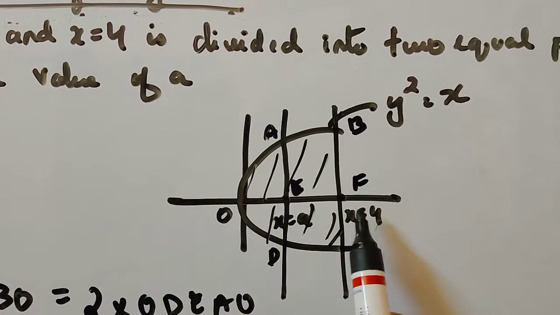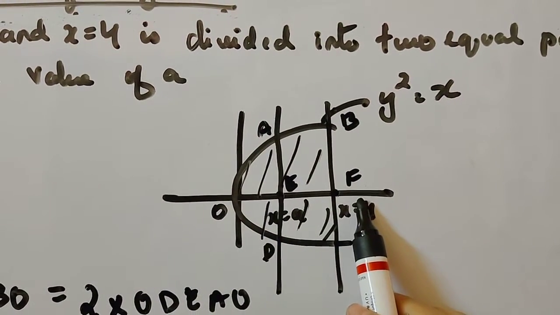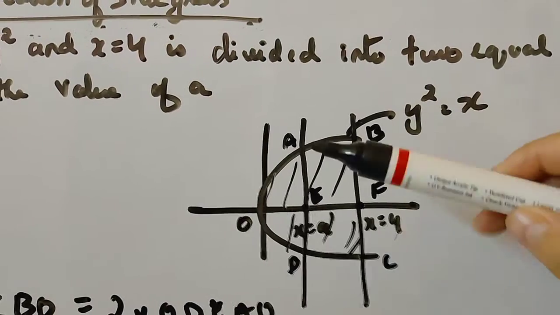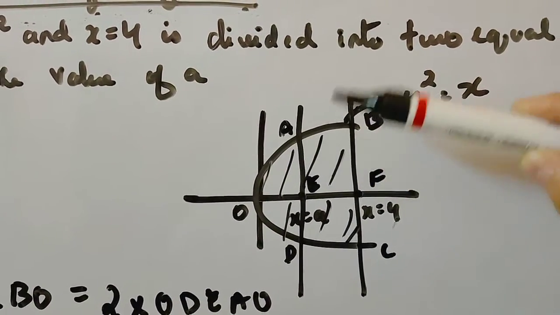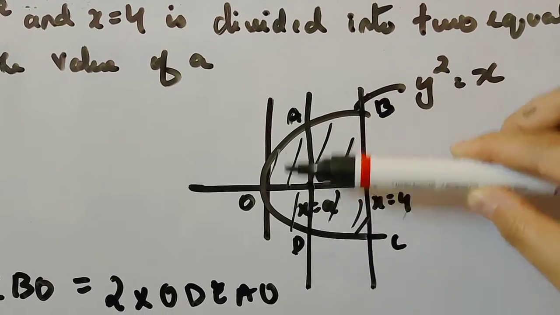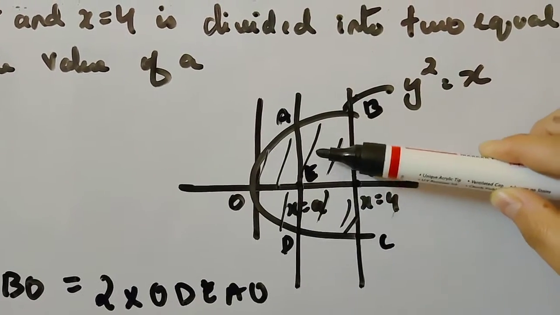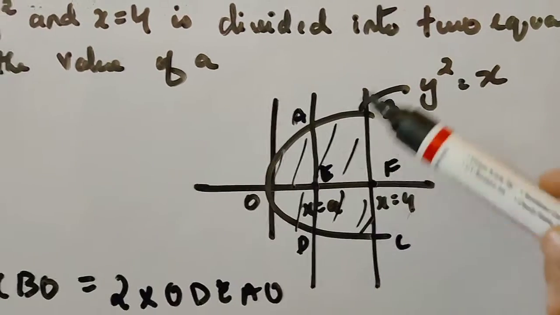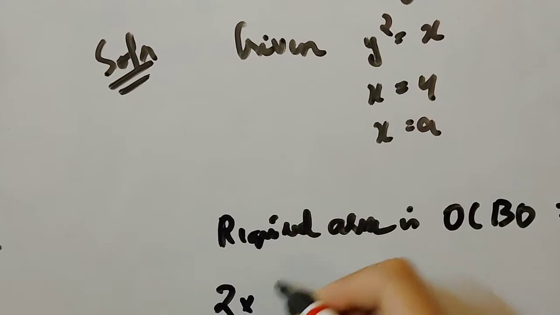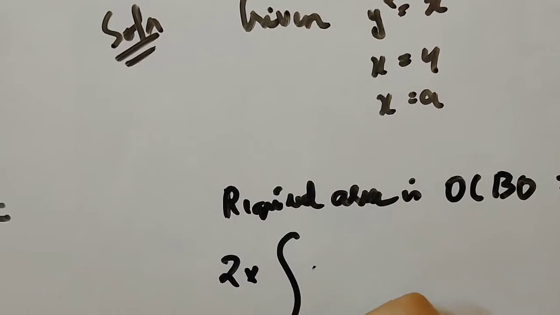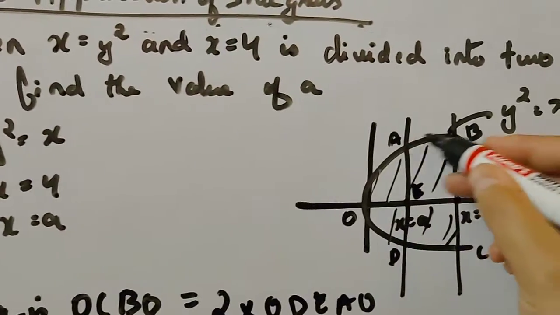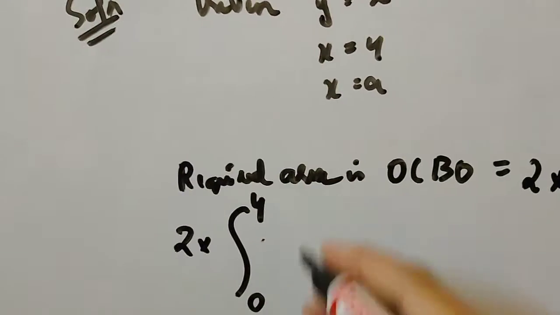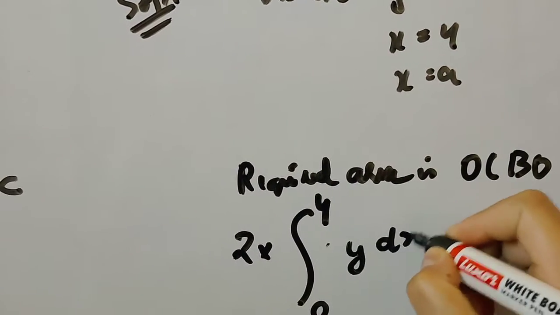X starts from 0 to 4. Previously, since it was in the first quadrant, we didn't multiply by 2, but now it has both parts, up and down. So we have to multiply by 2 here also. So 2 into the integral, x from 0 to 4 for this whole area, then y dx.